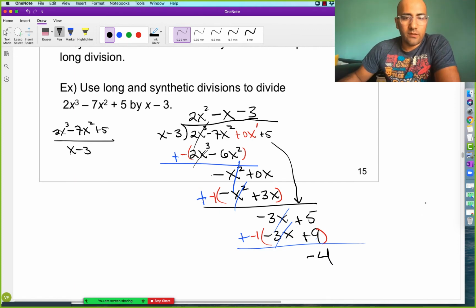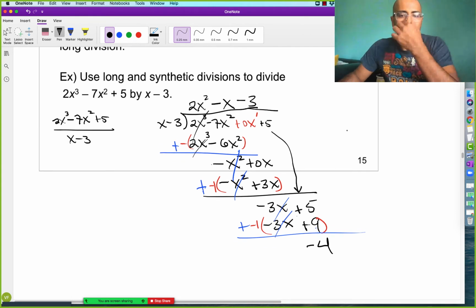Okay, did I do that right? Any questions, problems? Make sure that I get this thing. Okay, I think that looks right. Okay, so this is the long way of doing it.